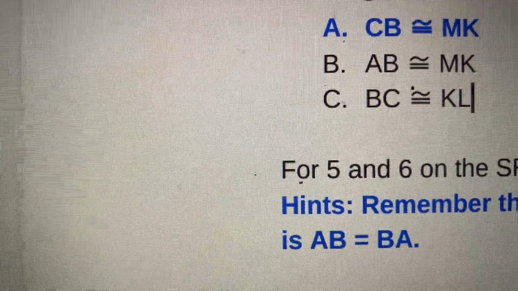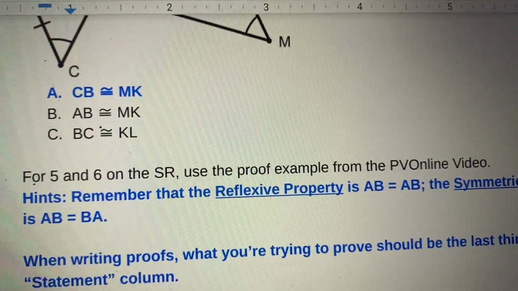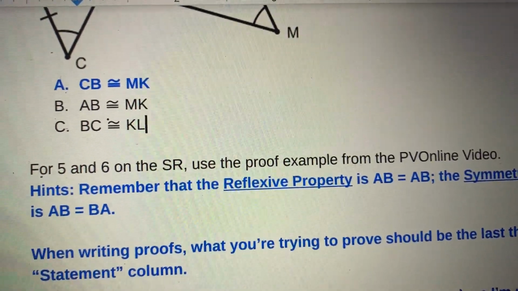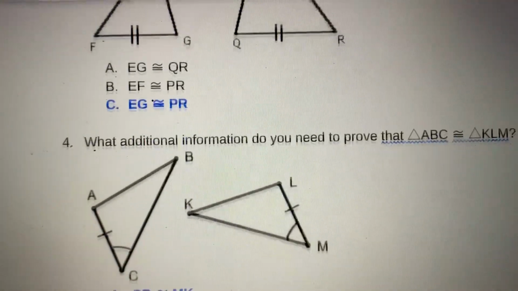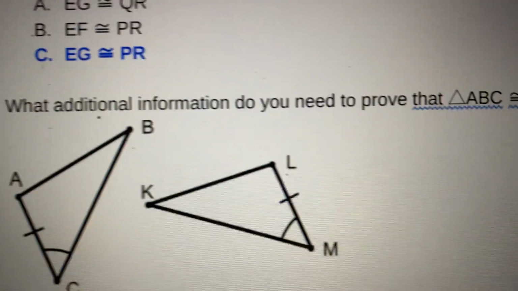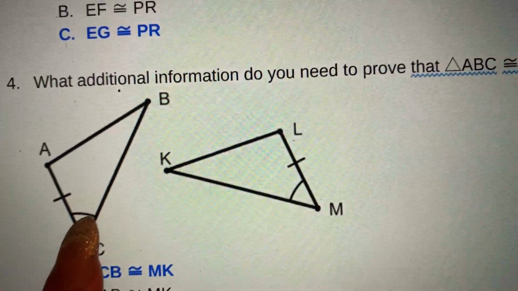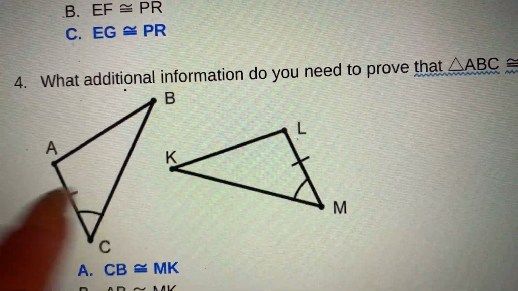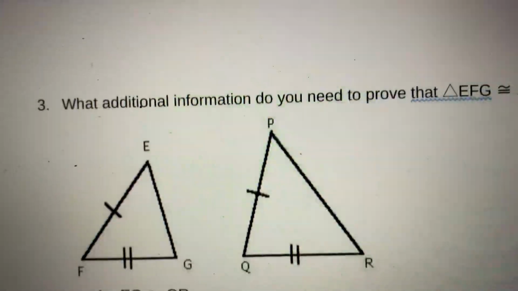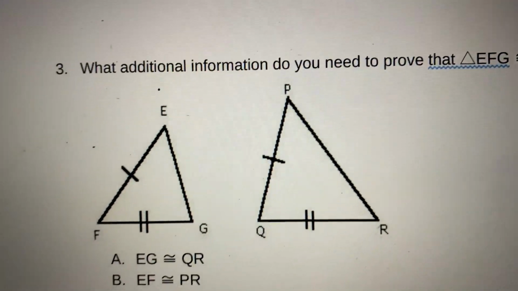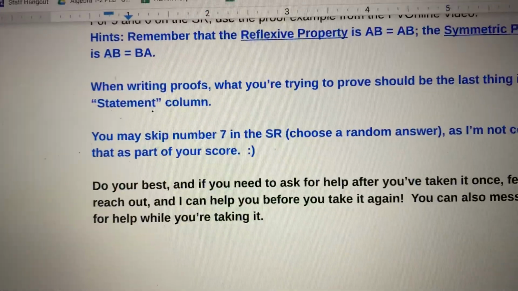That's symmetric, okay? Also for 5, make sure you're looking and seeing, are we going to be using side, side, side, or side, angle, side? Some good hints with that: do you see an angle sign? If I see an angle sign, I know that I'm probably going to use side, angle, side. If I only see the check marks, then I know it's going to be side, side, side. So use the hints that you have.